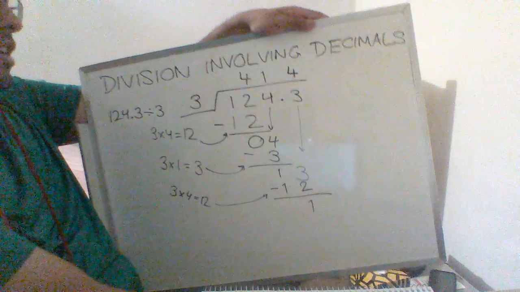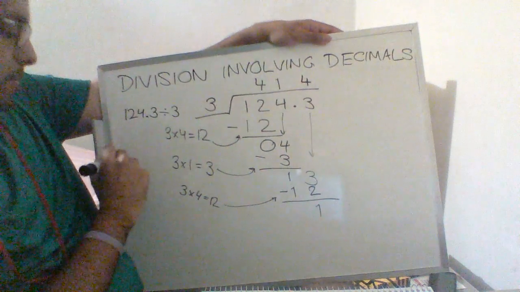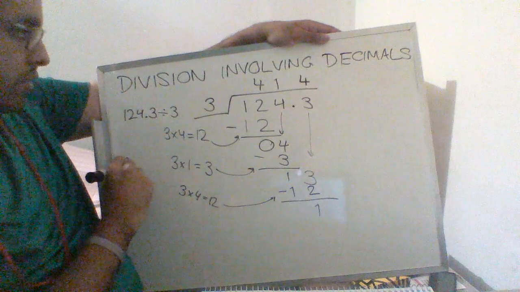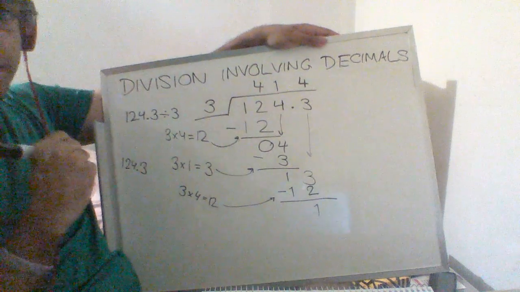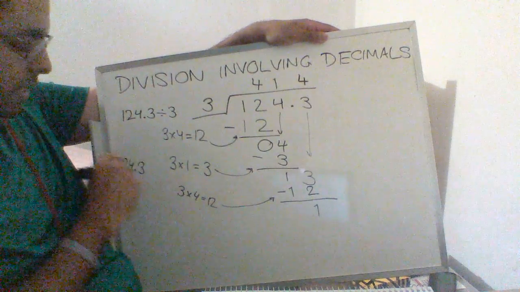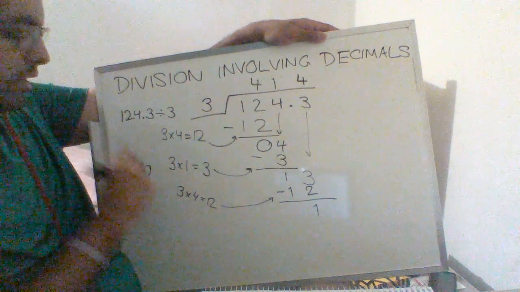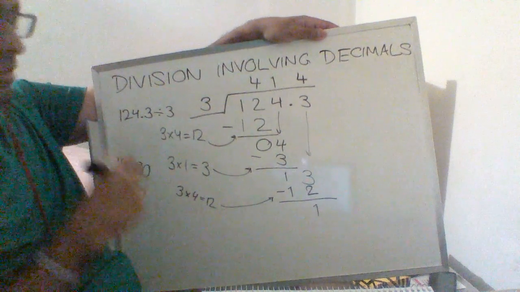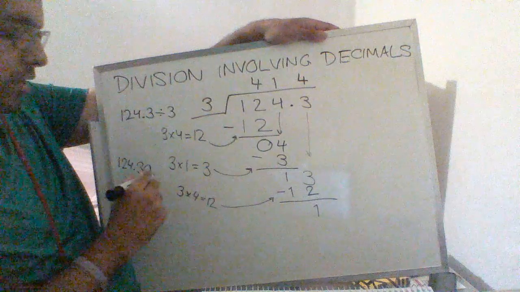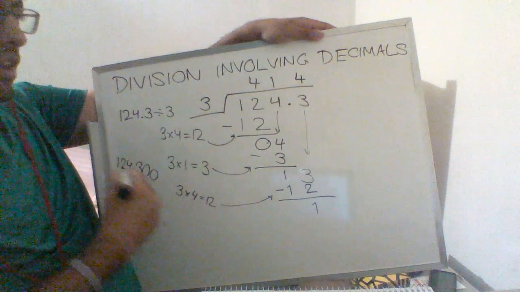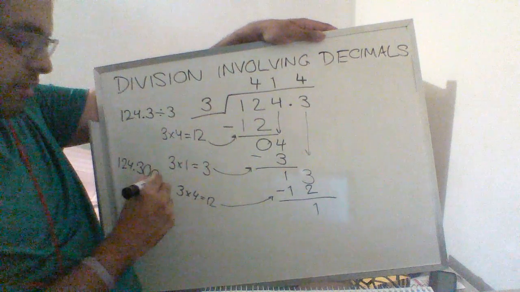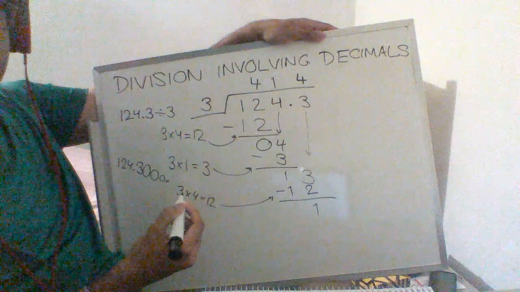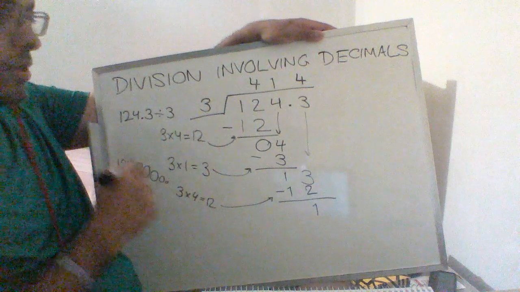Right, so after this, we know that 124.3 is exactly the same as 124.30, right? And that's also the same as 124.300. So if I keep adding extra zeros to the end of my dividend, that's not going to change the number that I'm dealing with.